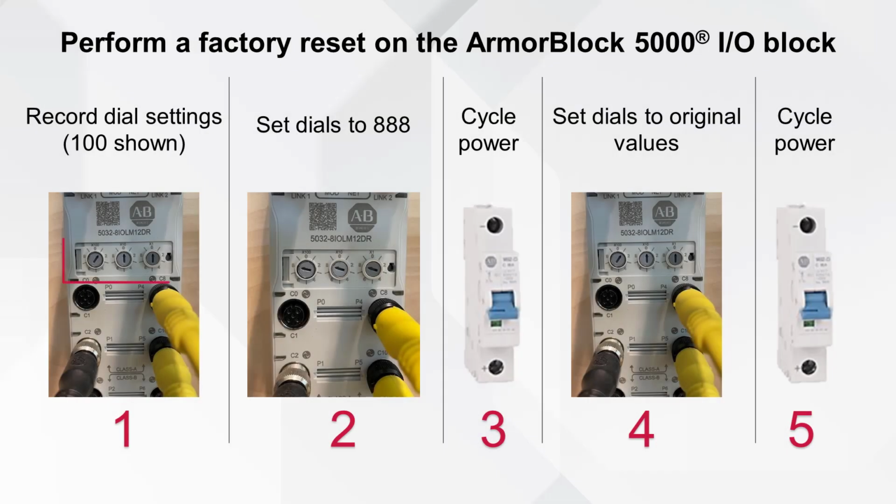Before we perform the factory reset, it is important to document the current block dial settings. Once that data is documented, set the dials to a value of 888 and perform a power cycle to the module. Make sure that the controller is not able to set up a connection to the module. Next, return the dials to the original values and perform a power cycle once again.